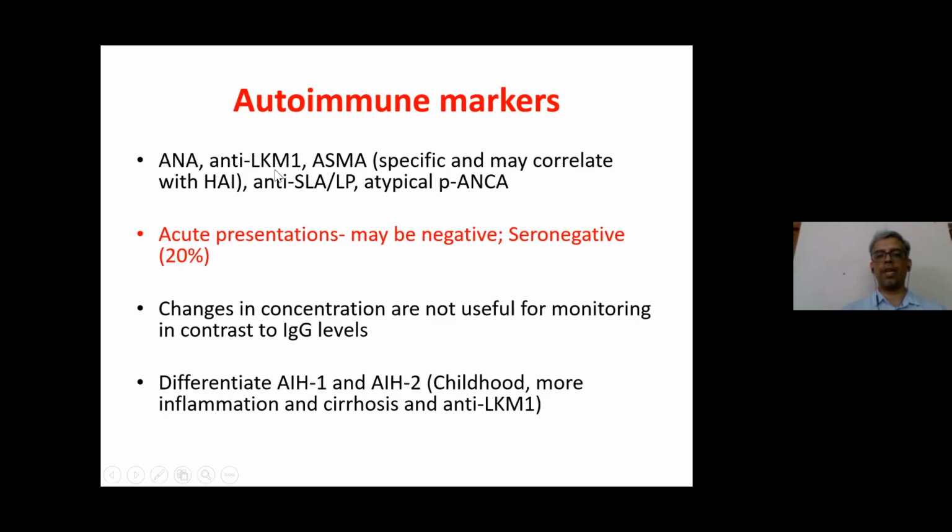If these are negative, you can ask for anti-soluble liver antigen, liver pancreas antigen, and atypical p-ANCA, which will help you in understanding whether my patient possibly has a positive autoantibody. It is also important to know that in patients who have an acute presentation, the autoantibodies may be negative, and almost 20% of patients may be seronegative. And the changes in the concentration are not useful for monitoring, in contrast to the IgG levels, which we'll talk about. The autoantibodies also help you in differentiating type 2 AIH, which usually presents in childhood, has more inflammation and cirrhosis, and may have more complications, and drug withdrawal is a difficult problem in these patients.